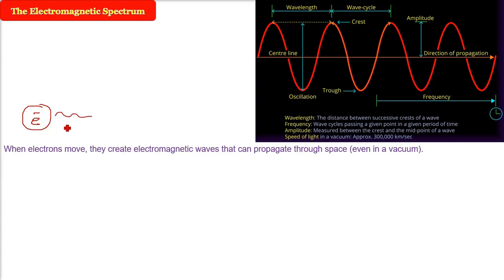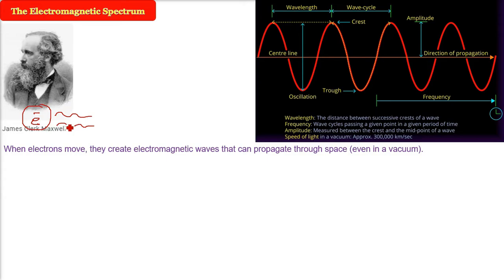Whenever it is in motion, it creates certain waves called electromagnetic waves, because the electric and magnetic waves are perpendicular to each other and they can propagate through space, even in the vacuum.